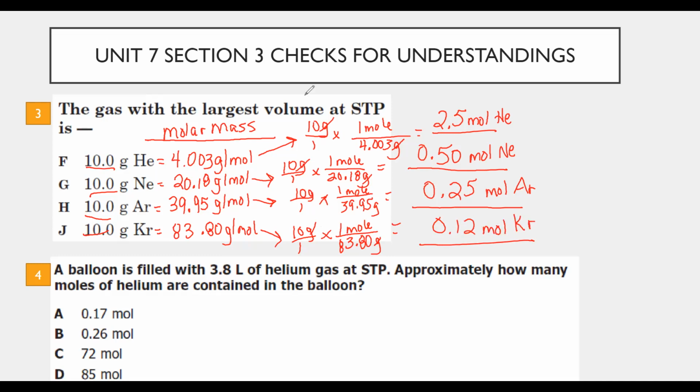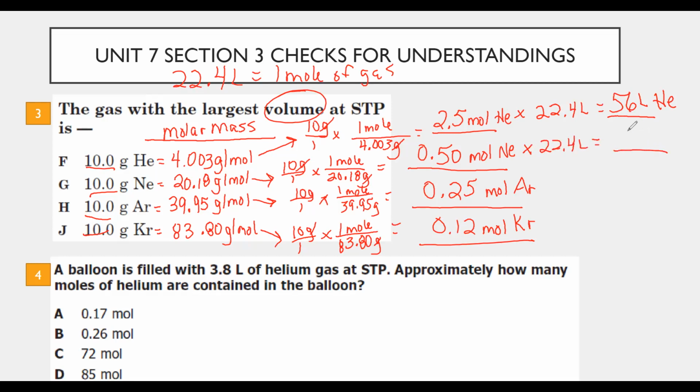Now, we're not done because we got to figure out the volume. And remember, 22.4 liters is equal to 1 mole of gas. So we know our moles. So now we just multiply each one by 22.4 liters. And that will give you the volume, 56 liters for helium. 22.4, you're going to end up with 11.2 for neon.